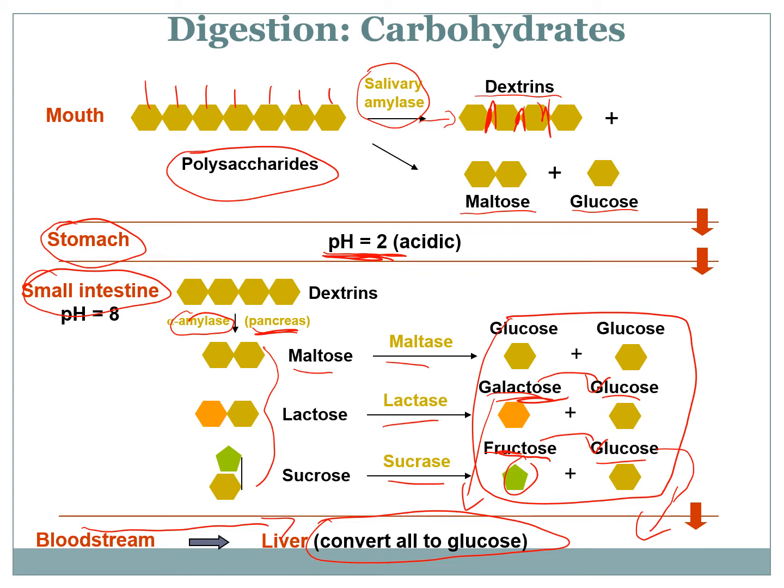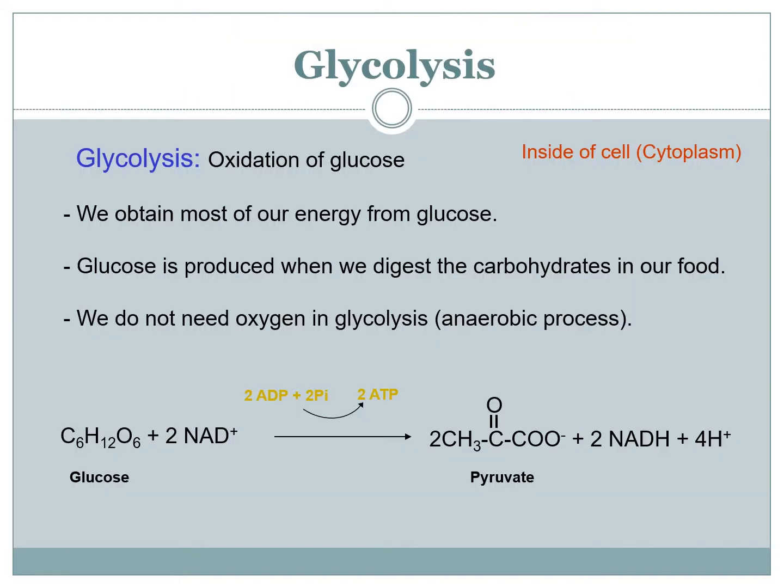Once we have a simple glucose molecule that can be utilized by our cells in order to produce energy, once it's in the bloodstream, it's free to be picked up by our cells, obviously with the assistance of our insulin. Once it gets into the cell, it goes through a process known as glycolysis. Now, as you know, a lot of words obviously have similar meanings. So glycolysis is simply the breakdown of glucose.